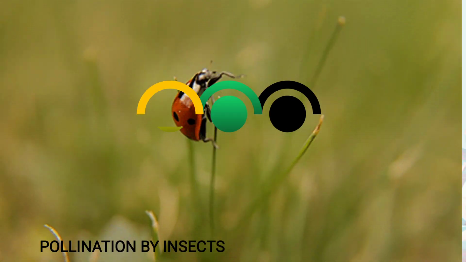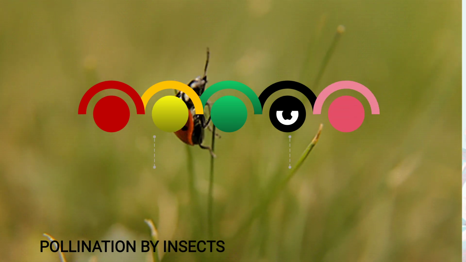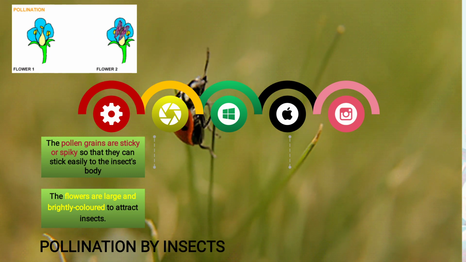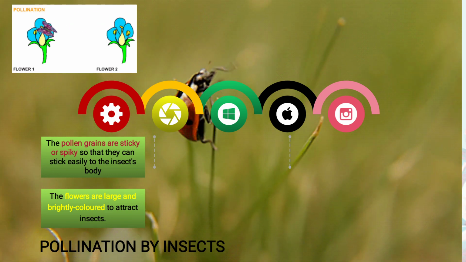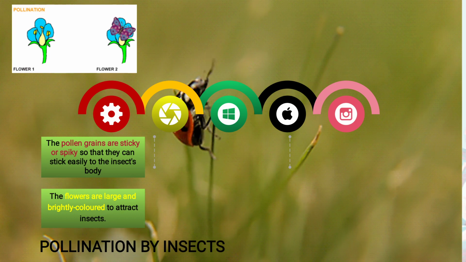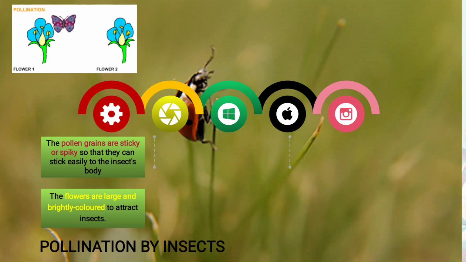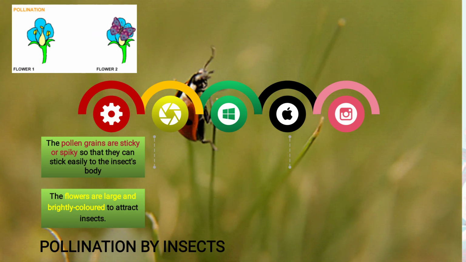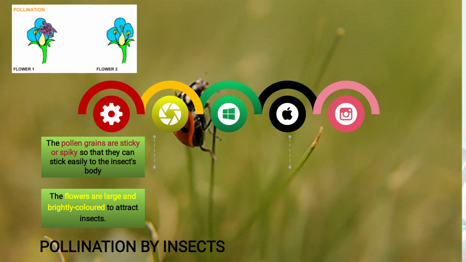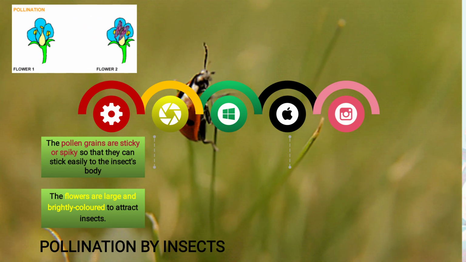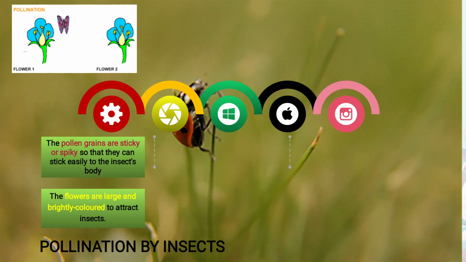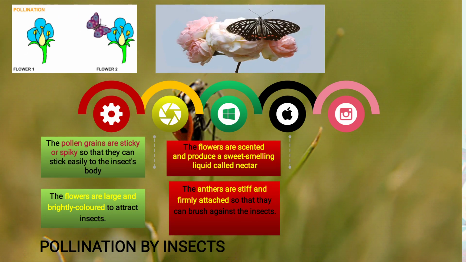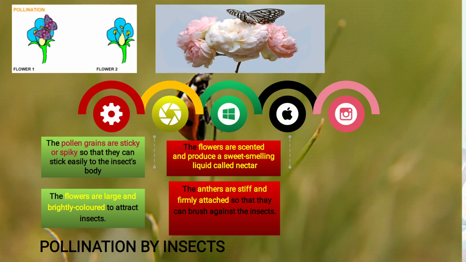Next is pollination by insects. Now pollen grains are sticky or spiky. चिपचिपा होता है, spikes कांटा लगा हुआ होता है, so that they can stick easily to the insect body. The flowers are large and bright colored to attract insects. Now you see flowers are colorful, bright, and scented also, so that insects can be attracted towards the flower. The flowers are scented and produce a sweet smelling liquid called nectar.